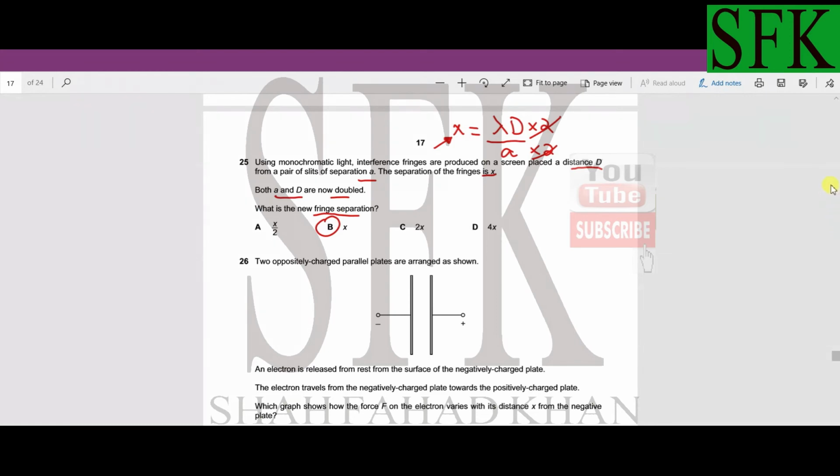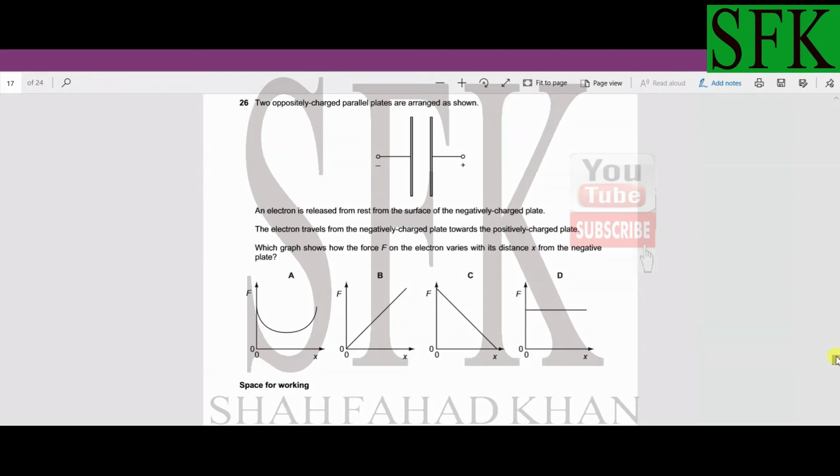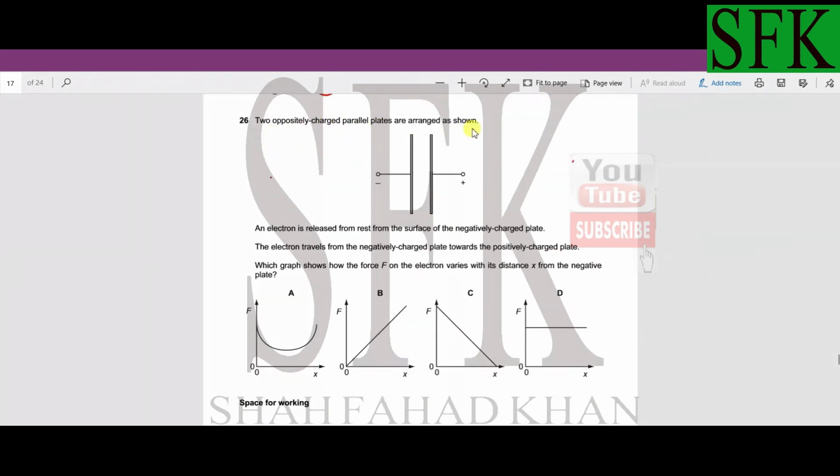Moving on to the next MCQ, 26. It says that two oppositely charged plates are arranged as shown over here. An electron is released from rest on the surface of the negatively charged plate, moving towards the positively charged plate. The question asks how the force on the electron will vary with its distance from the negatively charged plate.